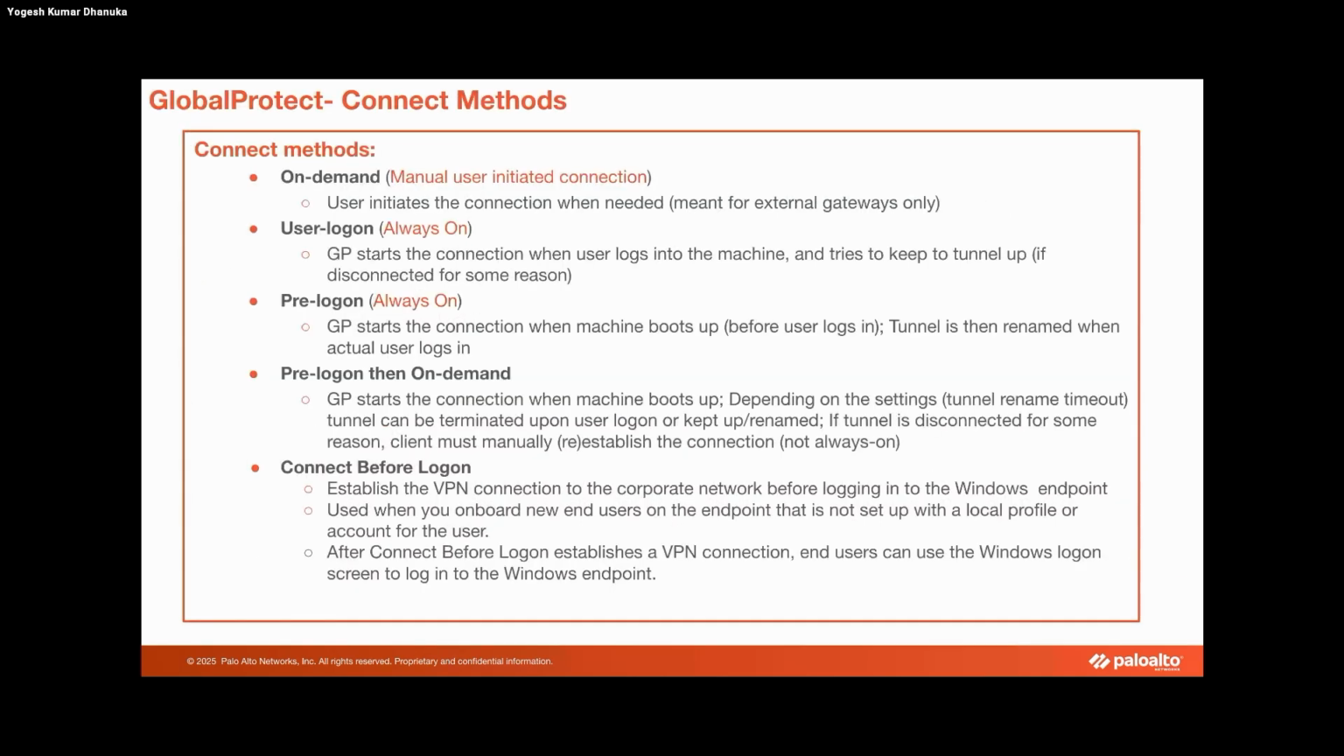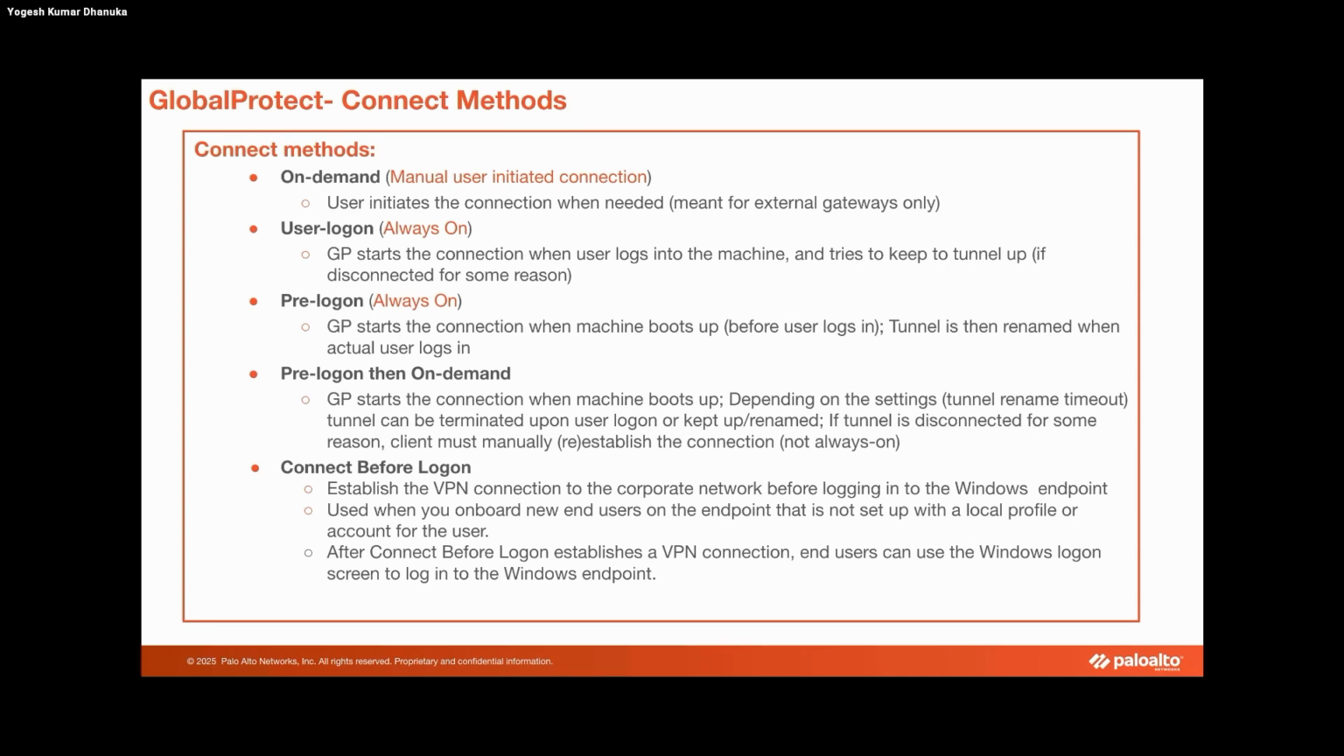Now, if we talk about GlobalProtect connect methods, as you can see, there are various methods: on-demand, user logon, pre-logon. As the name says, on-demand is when the user needs to connect, and otherwise GP is disconnected. User logon always on means the GP is always connected, which means as soon as you turn on your machine, the GP will try to connect, and it will keep trying to connect to the Prisma Access as it is set to always on.